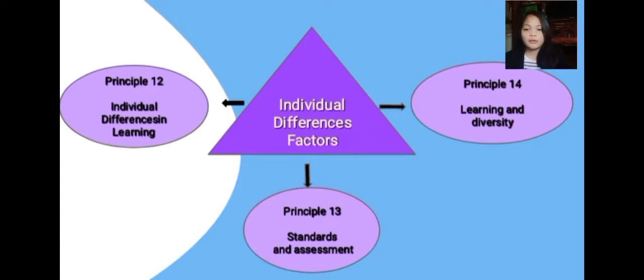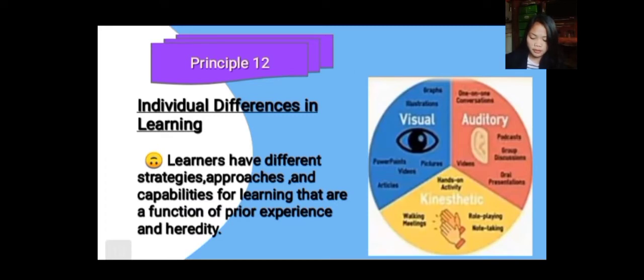So, we will tackle the individual differences and the principles under the individual differences. First, let's start with the first principle under the individual differences, which is: learners have different strategies, approaches, and capabilities for learning that are a function of prior experience and heredity.